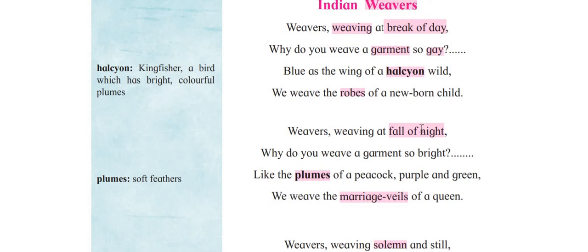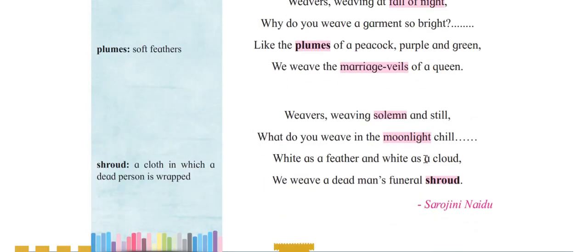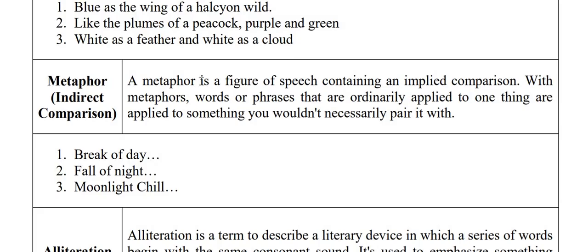Then the last metaphor example is what do you weave in the moonlight chill? So the moonlight, the time of the night, is compared to the time of the life cycle, which is the last phase, that is death.